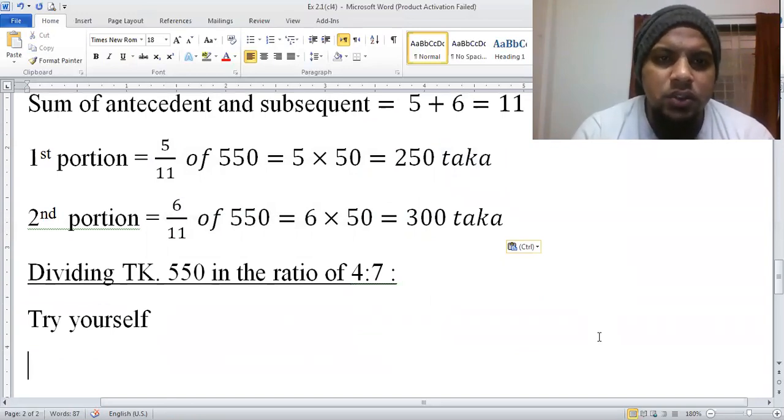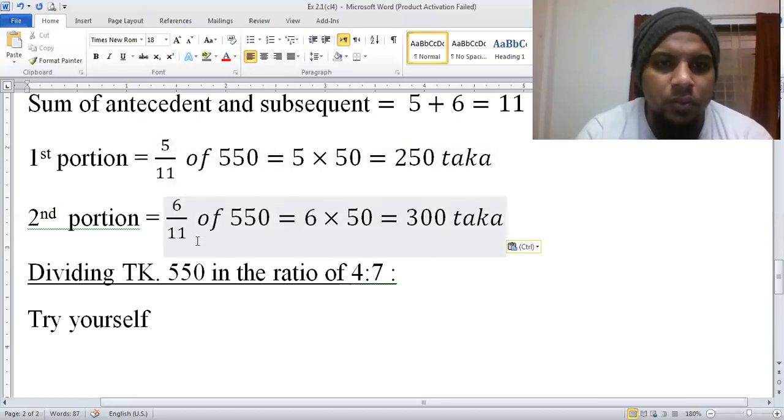Yes, by the same procedure, you have to find out the sum of antecedent and subsequent. And the first portion will be 4 by 11. Just 4:7. Sum of the antecedent and subsequent will be 4 plus 7. That means 11. 4 by 11 of 550, and the second portion will be 7 by 11 of 550. So you have to try it yourself. I am not explaining it.